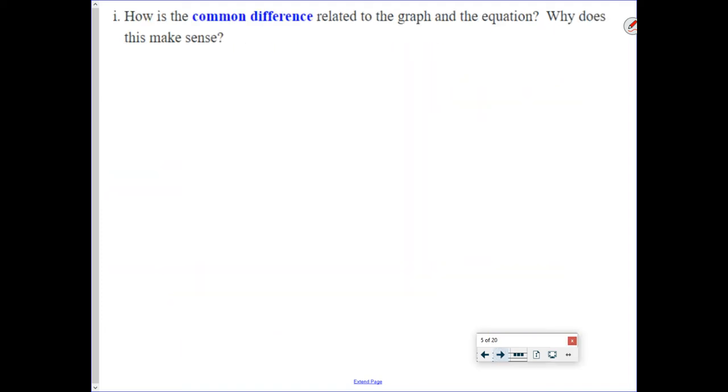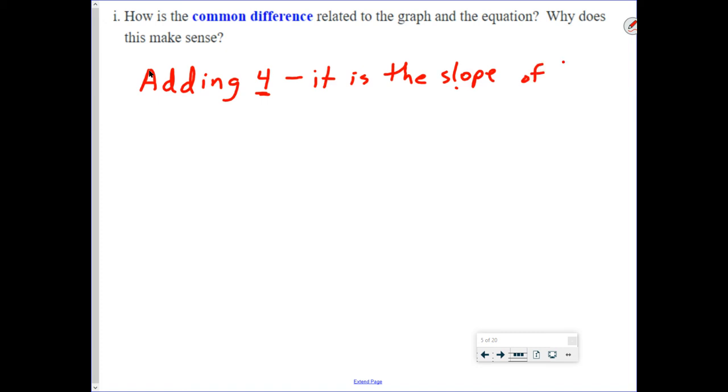And one last question. How is the common difference related to the graph and to the equation? How does this make sense? Why does this make sense? Well, I kind of already answered this. The common difference in this case is adding 4. That common difference, 4, is the slope of the sequence or the graph. It is the growth quantity. It is how much it's growing by every time. It makes sense because you're adding 4 every time, and therefore that is where my slope comes from.